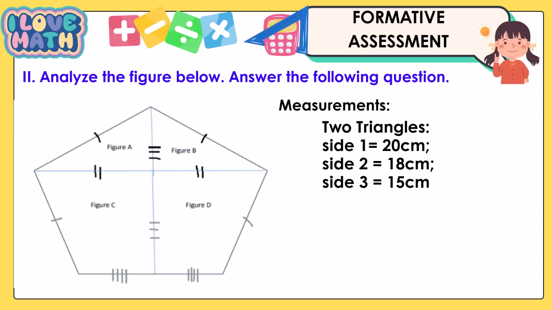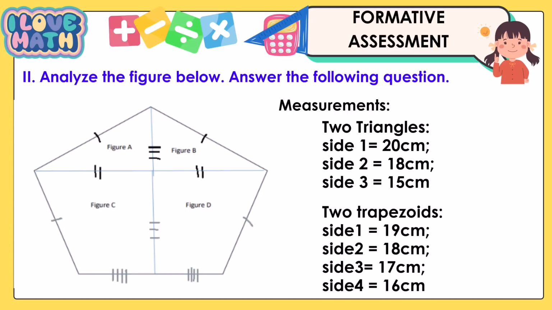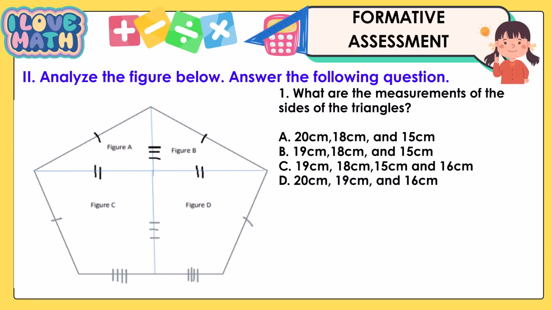Measurements: 2 triangles, side 1 20 cm, side 2 18 cm, side 3 15 cm. 2 trapezoids, side 1 19 cm, side 2 18 cm, side 3 17 cm, and side 4 16 cm. And here are the questions.